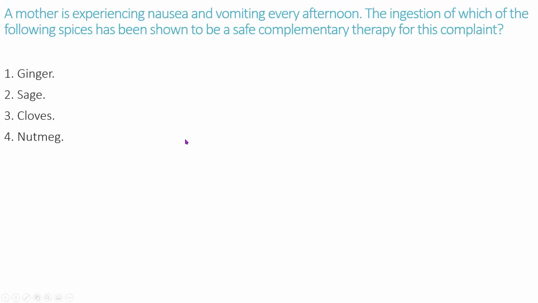A mother is experiencing nausea and vomiting every afternoon. The ingestion of which of the following spices has been shown to be a safe complementary therapy for this complaint? Ginger has been shown to be a safe antiemetic agent for a pregnant woman. That would be the rationale for this one, okay?